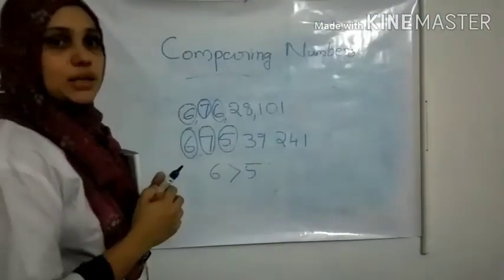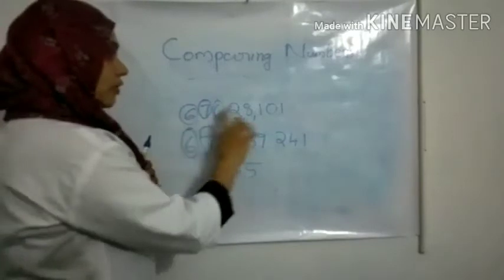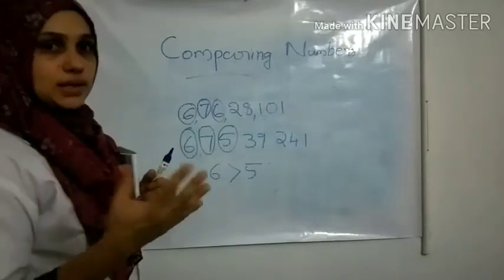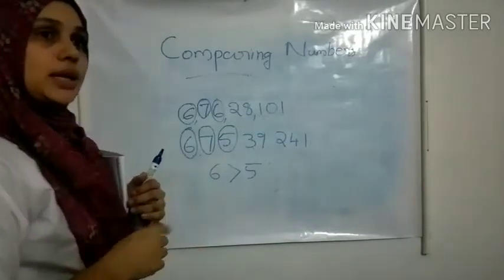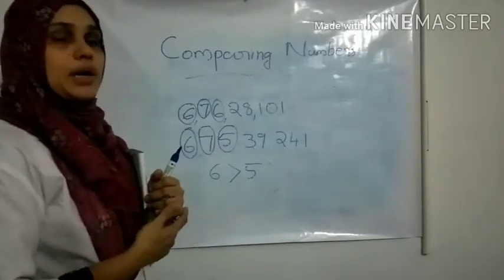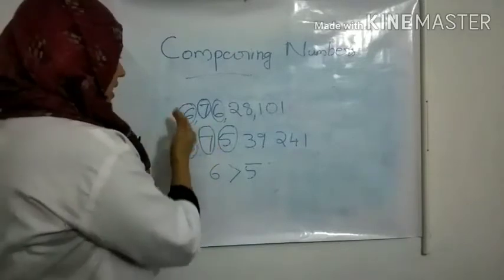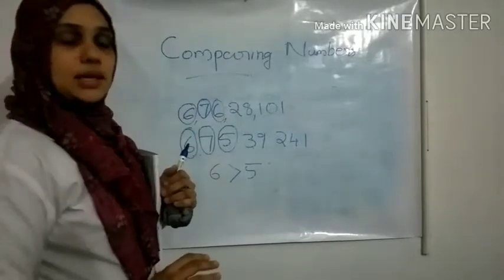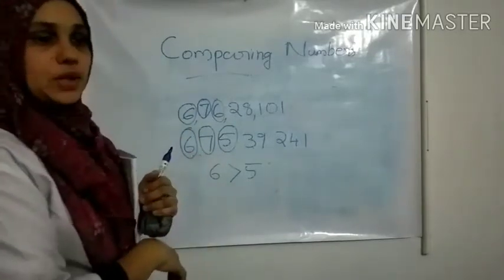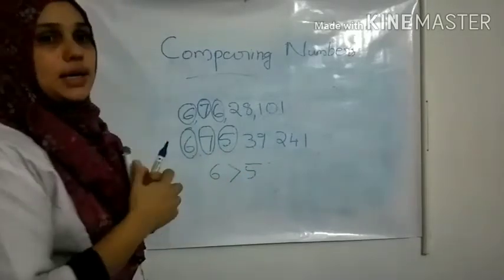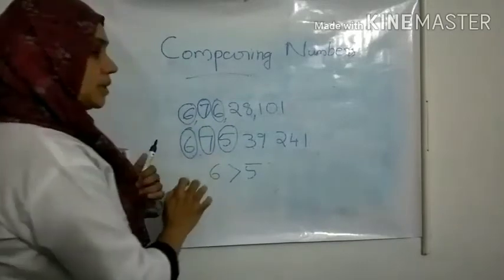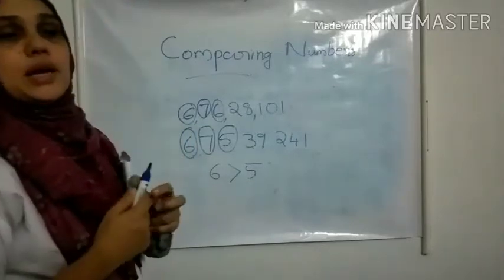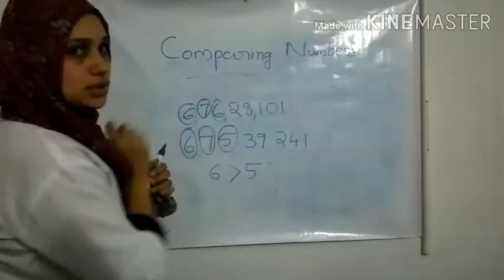Okay. This is the comparison. I repeat. First, count the number of digits in the given numbers. Which number has more digits? It is greater. This is the first rule. Then, if the number of digits are the same in the given numbers, what can we do? Take the extreme left side digit in each number and compare them. Then, which one is greater? That is the greater number. If it is also the same, then take the next digit. Okay. Then, proceed in this manner till you reach the rightmost digit.